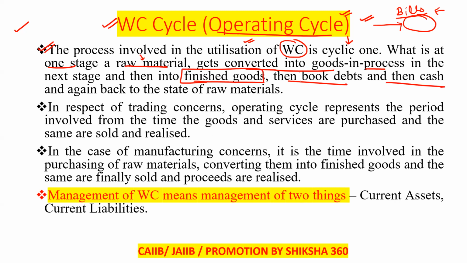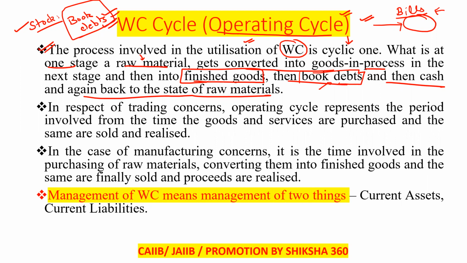You will find in your branches some limits under stock, and that stock includes book debts. The money which you will receive from the market is known as the book debts. And then cash, and again back to the state of the raw material. When you get the cash, you will purchase raw material again for the complete working cycle.